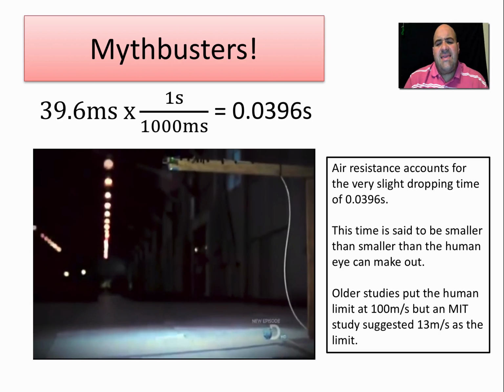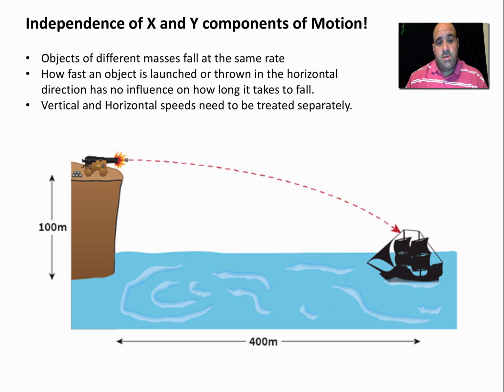They did say that time is smaller than the human eye can make out. A newer study by MIT suggests 13 milliseconds as the limit. That shouldn't be meters per second. That should be milliseconds, and this should be milliseconds as well. So what they said there is kind of debatable, but it is very, very hard at that time frame for you to really make out any distinctions. You would actually see the bullets hit pretty much at the same exact time. You wouldn't be able to figure out which one hit first. So physics wins as usual.